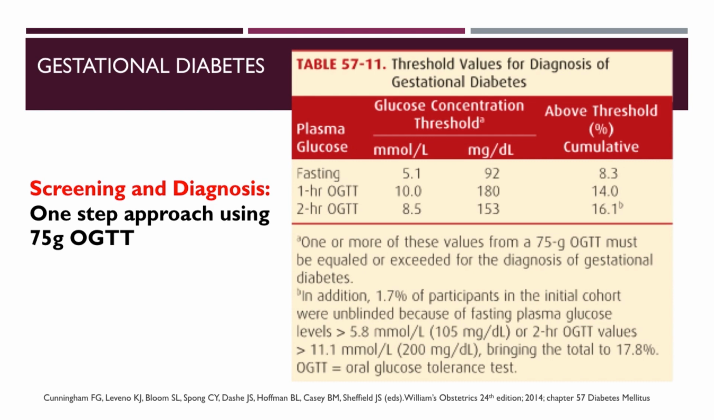Now, shown here in the table are the threshold values for the diagnosis of gestational diabetes mellitus. So for fasting, we have 5.1 millimoles per liter, which is equivalent to 92 milligrams per deciliter. A 1 hour OGTT of 10 millimoles per liter, which is equivalent to 180 milligrams per deciliter, and a 2-hour OGTT of 8.5 millimoles per liter, which is equivalent to 153 milligrams per deciliter. Nowadays, we only use the fasting and that second hour OGTT.